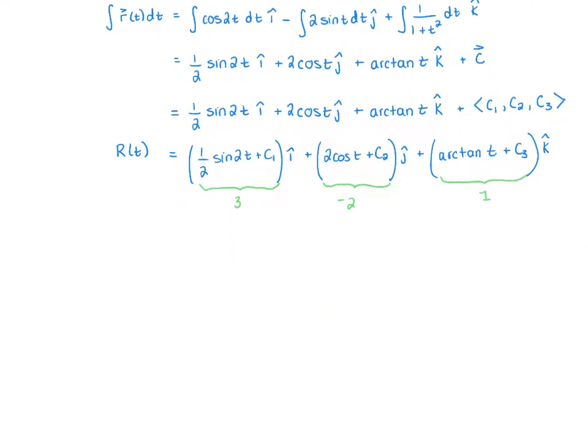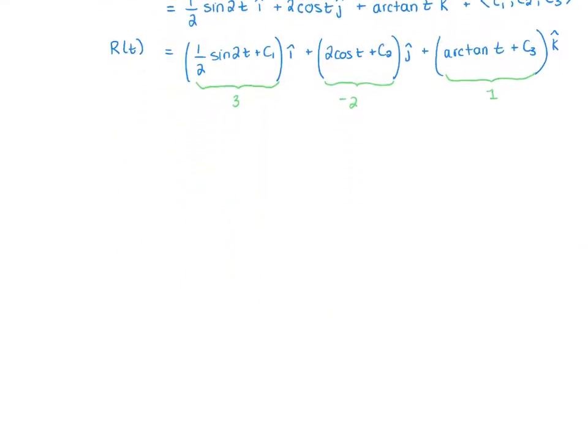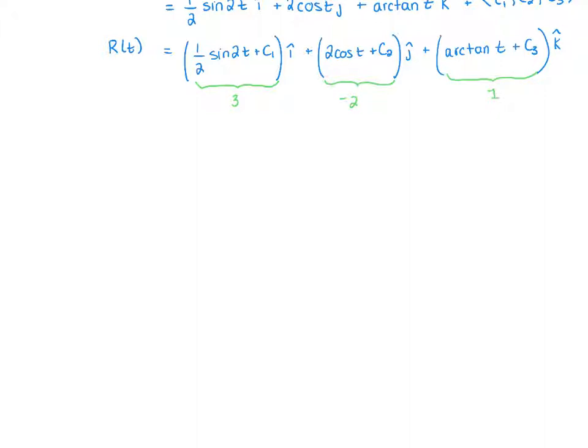Okay, so let's work that out. When t is 0, so 1/2 sine 0 plus C1, right? When t is 0, I should get out 3. Well, sine of 0 is 0, so at the end of the day, we're looking at C1 equals 3. Great. All right, on to the next one.